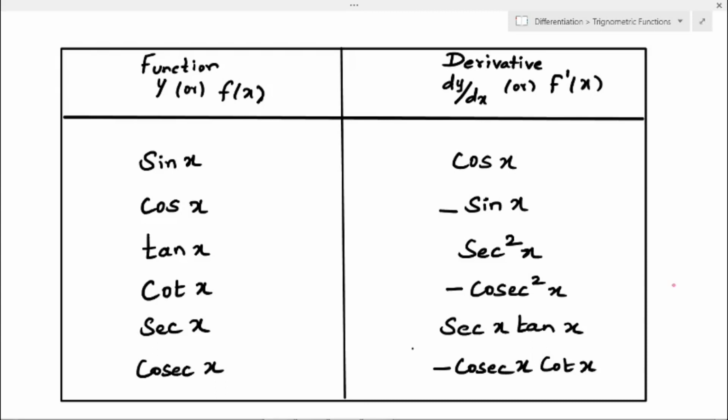In this video, we are going to learn about how to find the derivatives of trigonometric functions. Before solving the problem, we will quickly go through the derivatives of trigonometric functions.